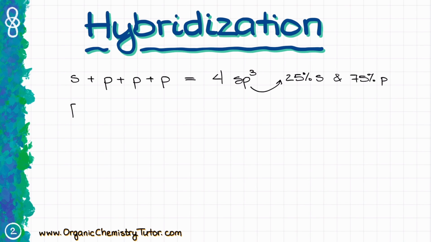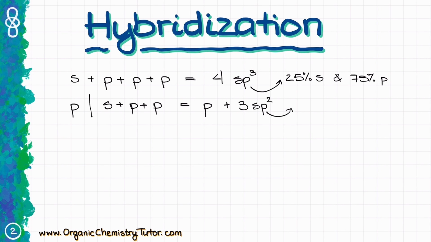If I leave one of my p orbitals as is and now mix an s orbital with 2 p orbitals like that, what I'm going to get is that the p orbital is still going to be hanging on its own, but then I'm also going to get 3 sp2 orbitals.